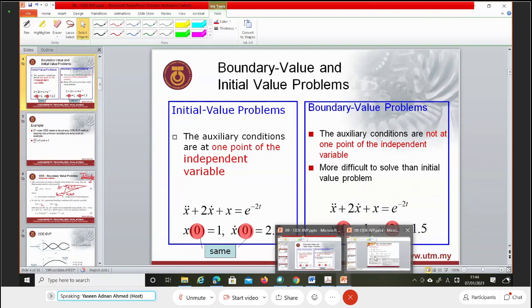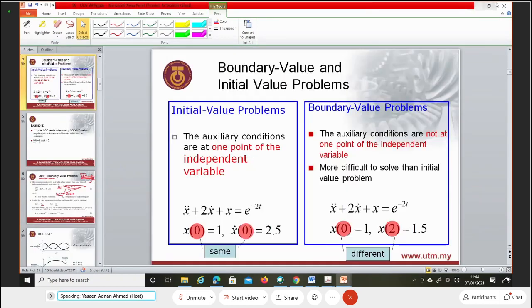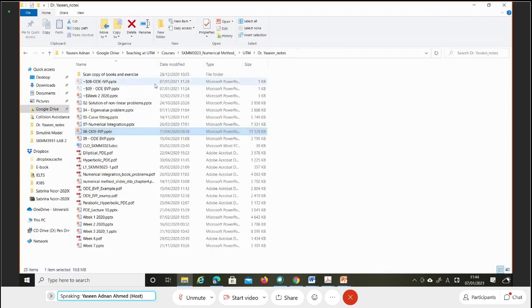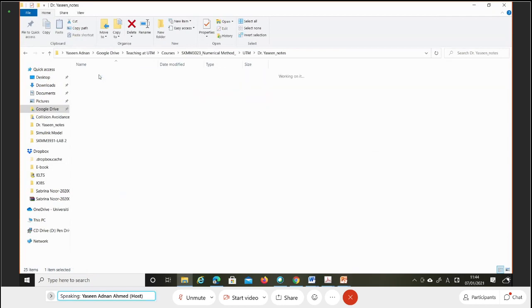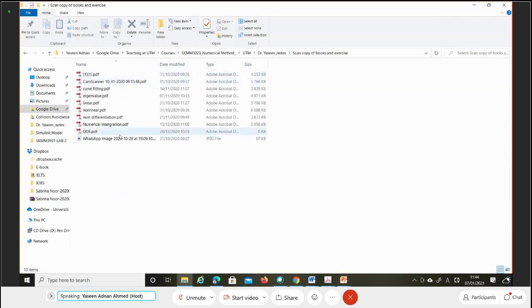I don't know whether they have one problem in the book. I will show you, one minute. Numerical ODE. This is which one?